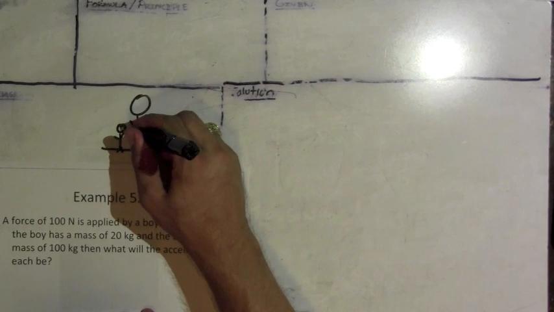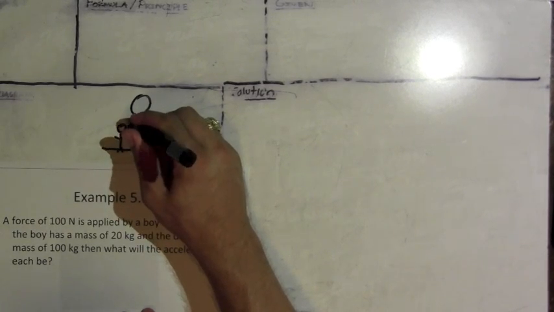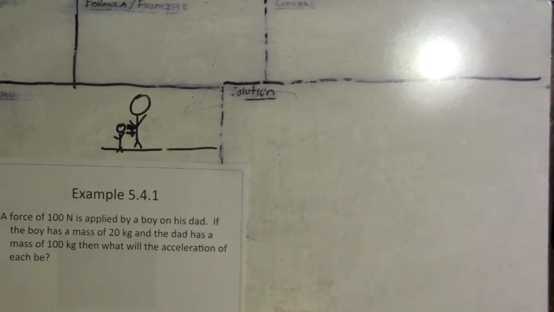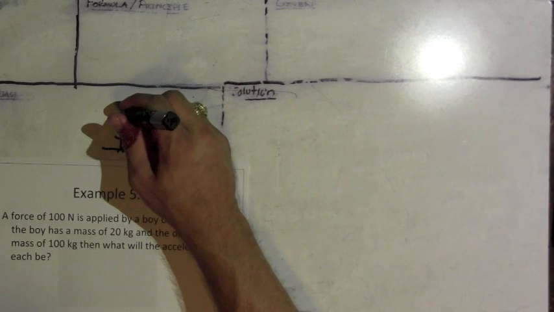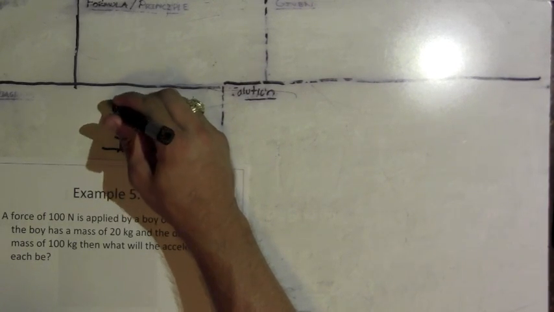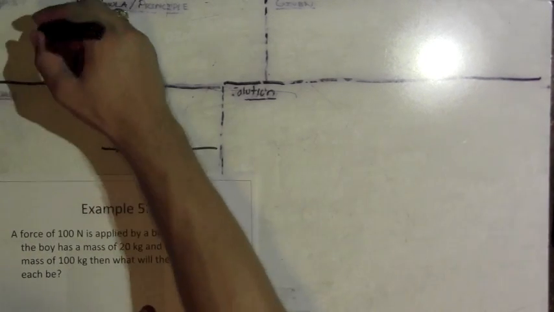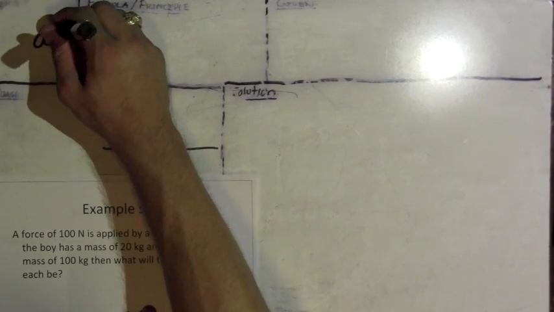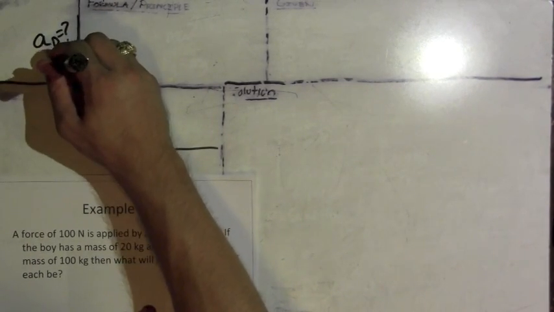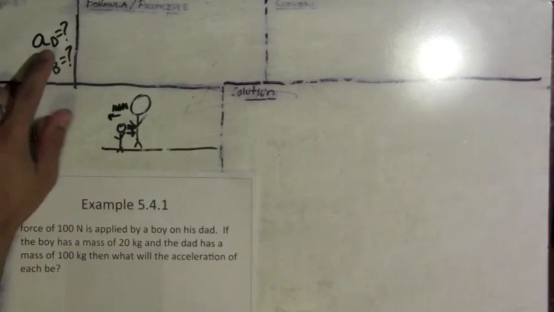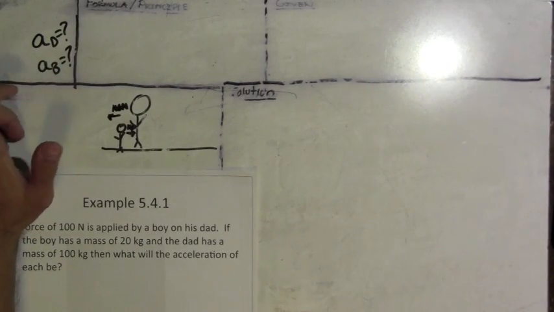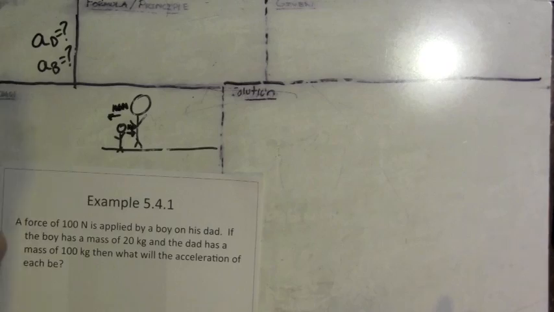So when the boy pushes his dad with a force of 100 newtons, Newton's third law says that there is an equal and opposite force of 100 newtons on the boy. So really what we're trying to do is find the acceleration of dad and the acceleration of the boy. Now I put those letters there just to indicate dad and boy. They actually have no meaning in terms of the problem at all.